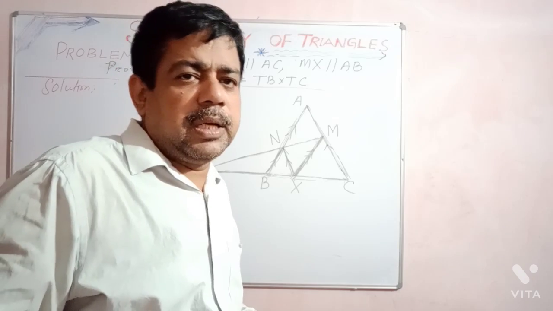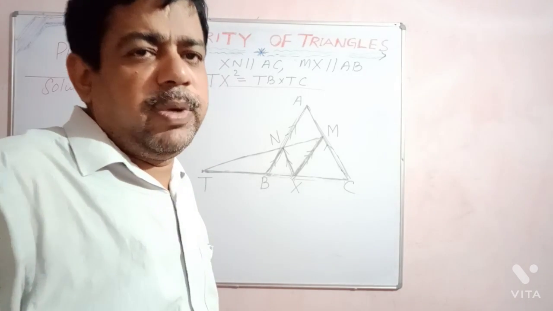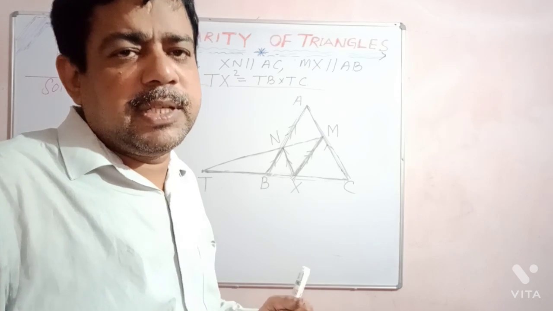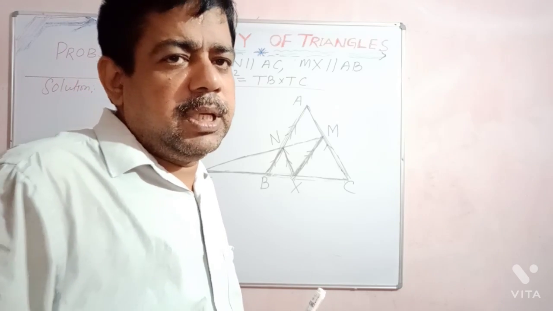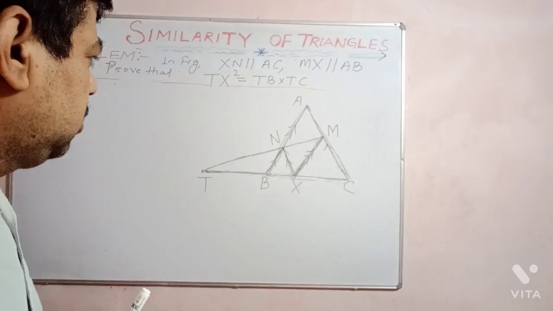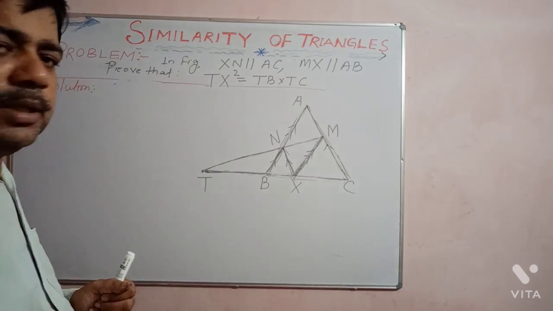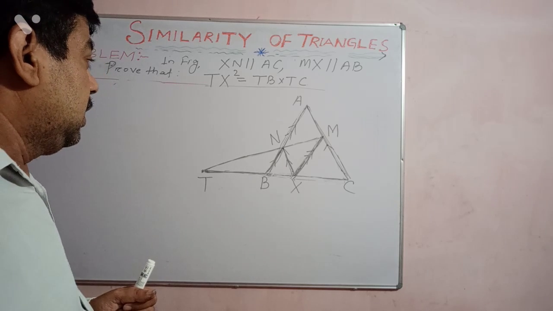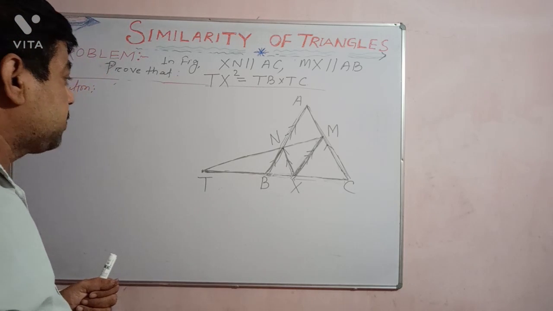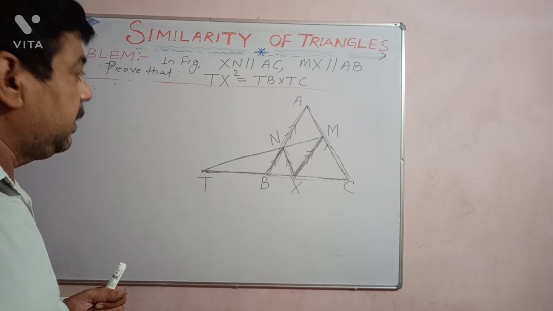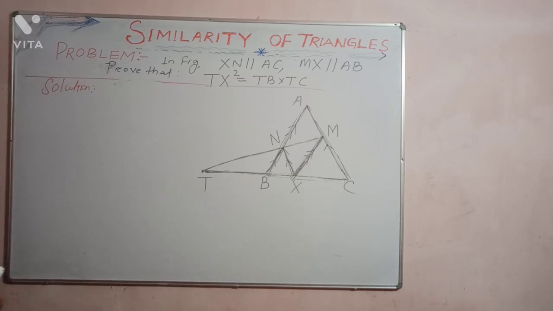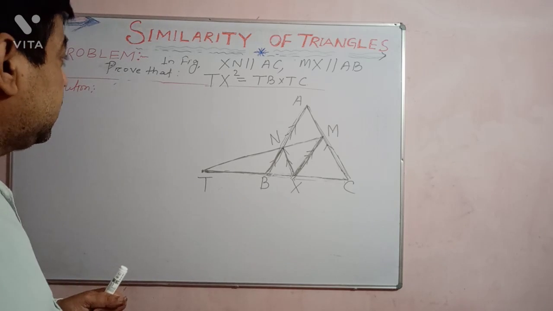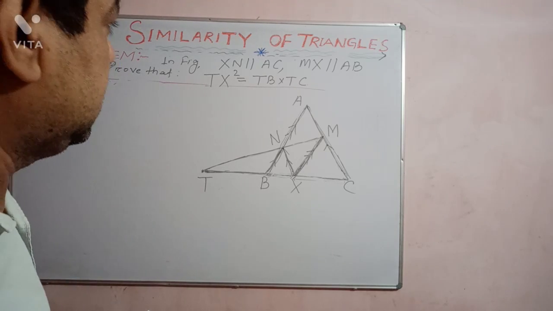Students, in this class I am going to discuss a problem based on the similarity of triangles and on the concept of the basic proportionality theorem and its corollary. In this question, it is given that in triangle ABC, MX is parallel to AB and XN is parallel to AC, and prove that TX square is equal to TB multiplied by TC.